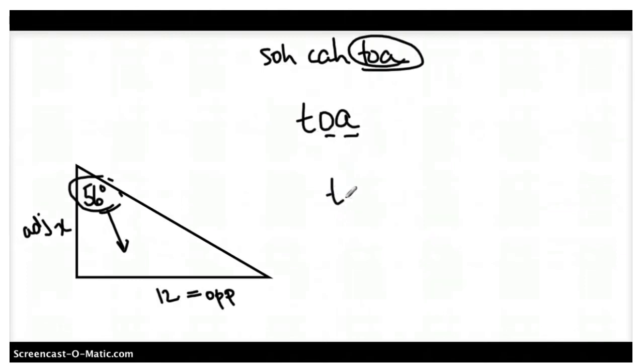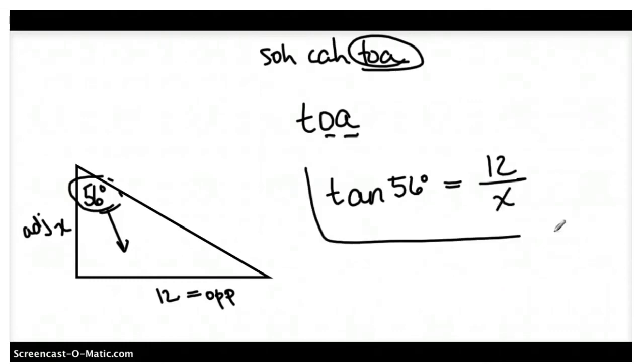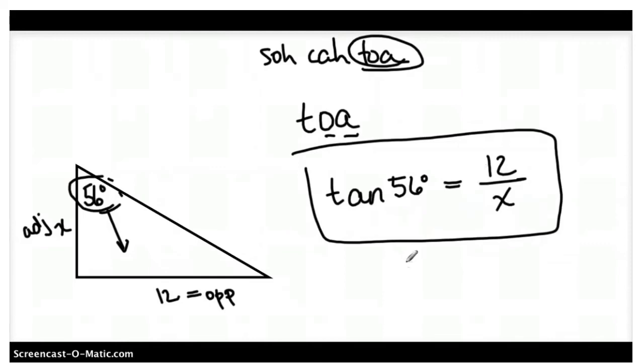So I want to say the tangent of 56 degrees is equal to the opposite, which is 12, over the adjacent, which is x. And there I have one equation, one unknown. I can solve that, and we'll learn how to solve that tomorrow. I hope that helps. Thanks a lot.